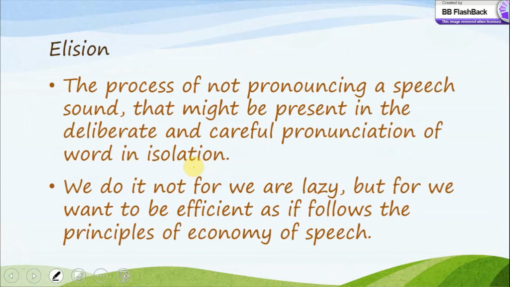Another co-articulation effect is elision. Elision is somewhat different from assimilation. In assimilation, we merge sounds together and take the properties of the neighboring sounds. But in elision, we totally drop that sound. We totally ignore that sound. It is the process of not pronouncing a speech sound that might be present in the deliberate and careful pronunciation of a word in isolation. In separate form, we might pronounce those sounds, but in continuous speech, we don't.